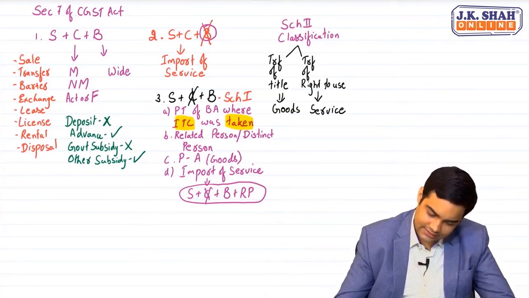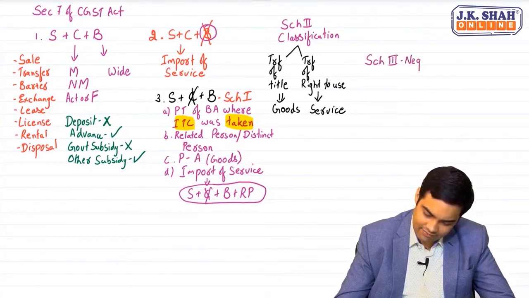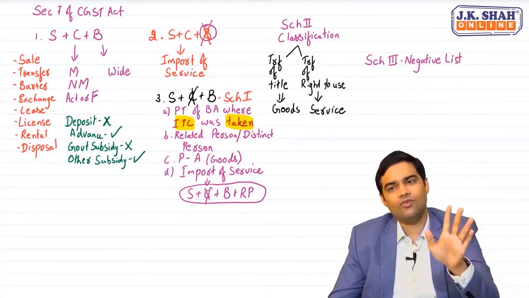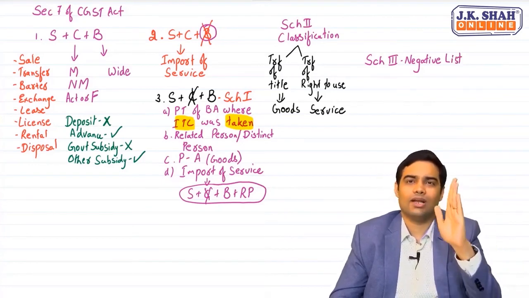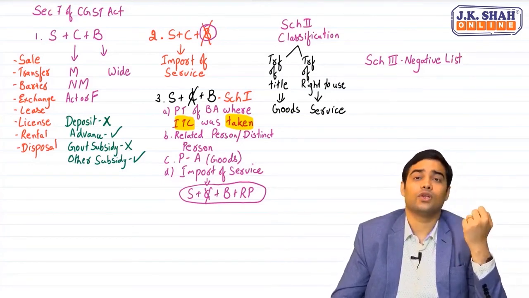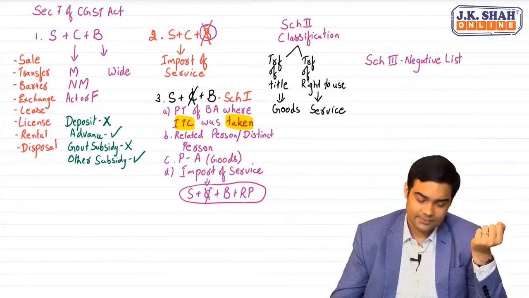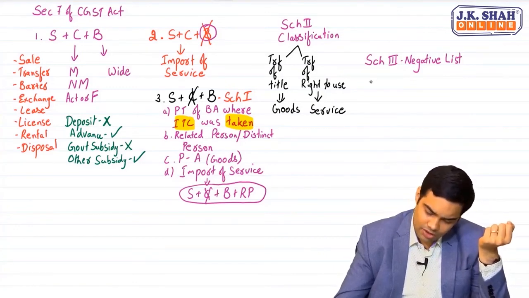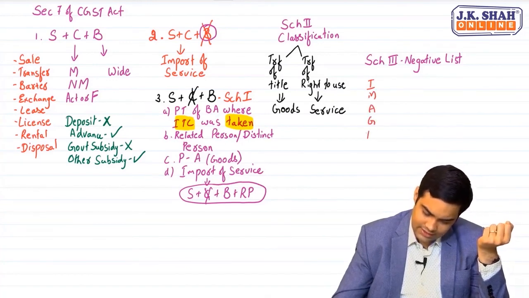Then the last discussion in this is Schedule 3. Schedule 3 deals with the negative list. These are transactions which are neither regarded as supply of goods nor regarded as supply of service. Now, what are these transactions? We'll make a small reference to this.